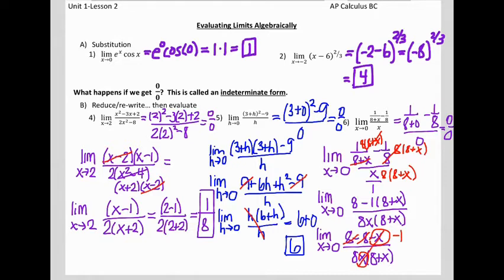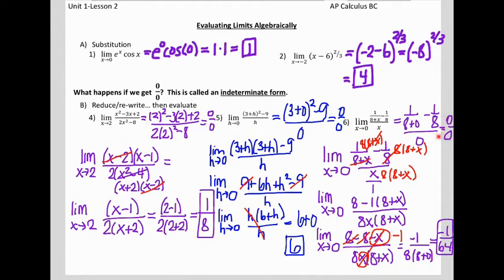Now that I've fully simplified, let's plug in 0. Notice that at the end, I'm always going back to evaluating at the x value that we're approaching, because in the end, I'm looking for the intended y value of the function. So we've got negative 1 over 8 times 8 plus 0, or a final answer of negative 1 over 64. So again, I do have a value for the limit, even though I started off with an indeterminate form.